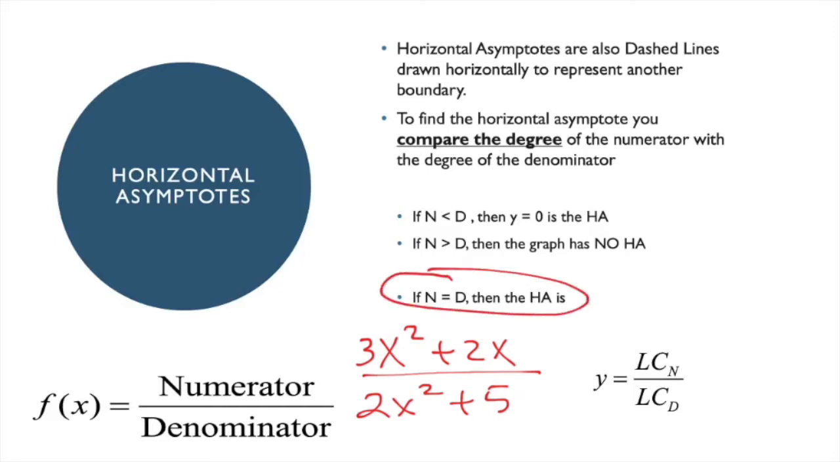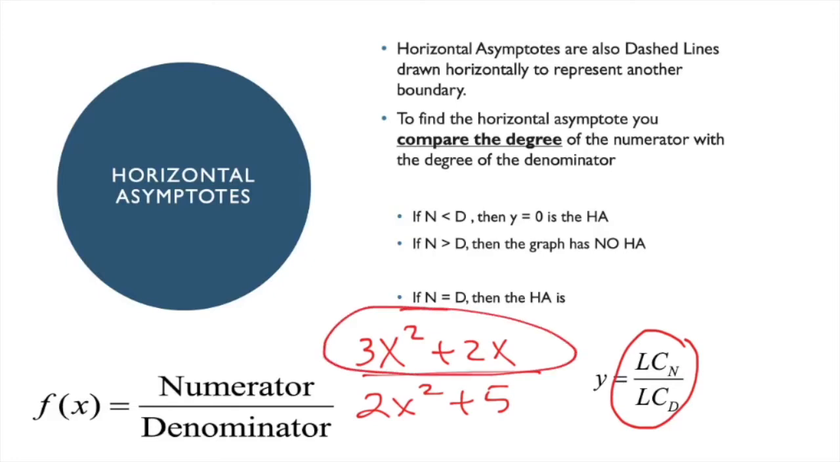Their degrees are equal. And so now we look at what's called the leading coefficient. On the top, or the numerator, what's the leading coefficient? Natalie says 3. She is correct. The leading coefficient is the number in front of the term with the degree. That is 3. What's the leading coefficient of the denominator? 2. So our horizontal asymptote is at y equals 3 over 2.